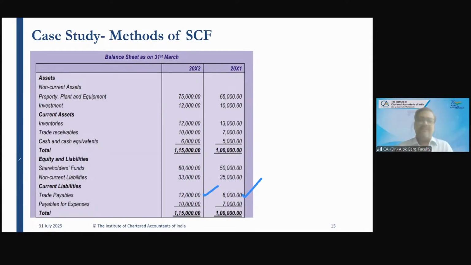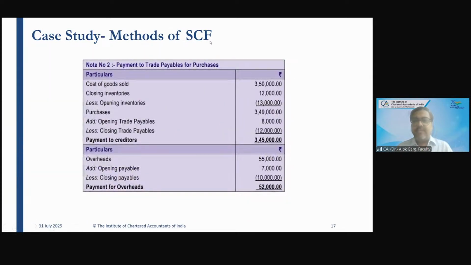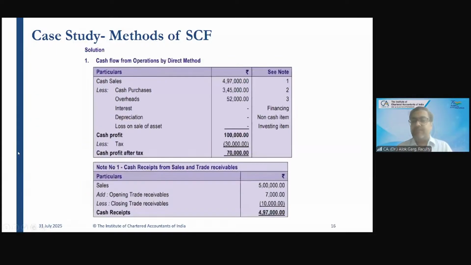What does it mean? The balance money you have paid? Yes or no? Yes, sir. This means your cost of goods sold is 350. 8,000 is the opening balance, 12,000 is the closing balance. This you have to reduce. And inventory also. We need to see inventory too, some inventory would also be left. Yes, sir. Then your actual purchases will come out.